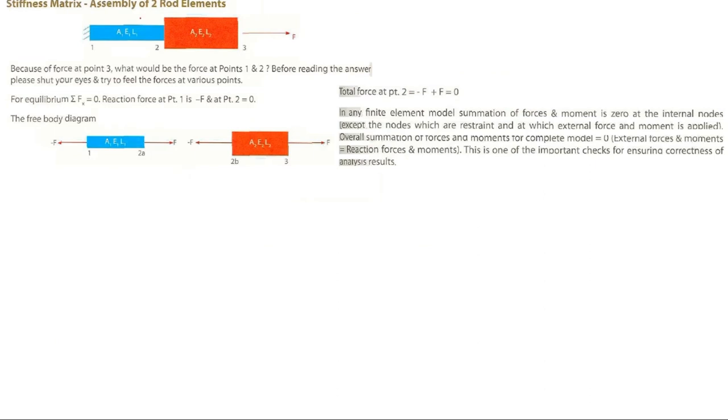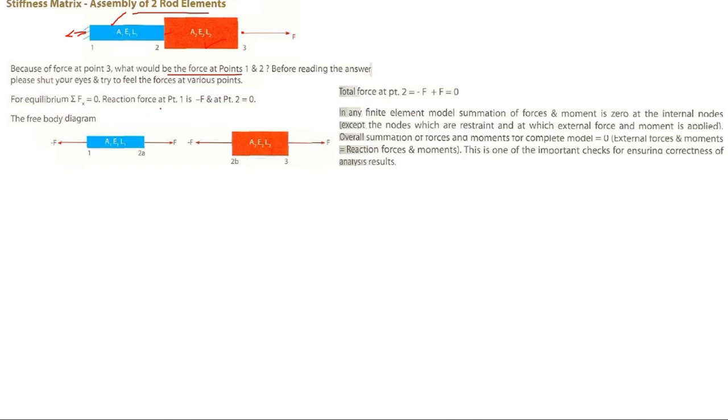Stiffness matrix assembly of two rod elements. See here, one rod element is there, another rod element is there. This area is different, this area is different, length also different. Because the force is applied at point 3, what would be the force at points 1 and 2? I think here also the same force will come. Before reading the answer, we will see this in the book.